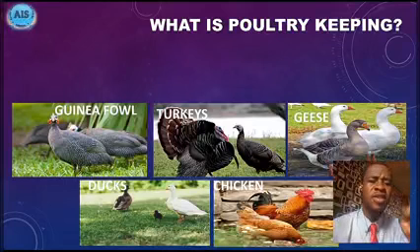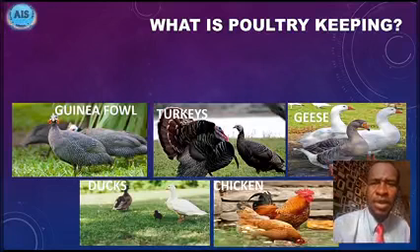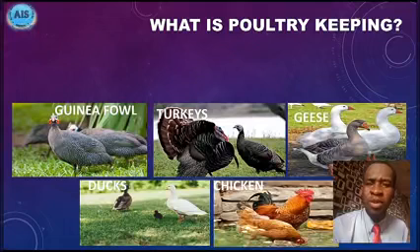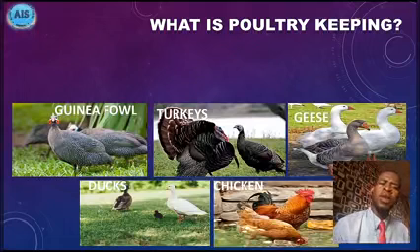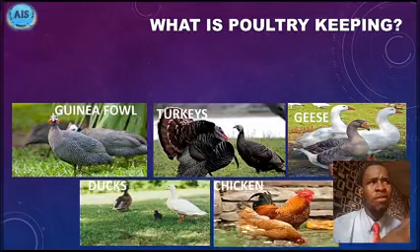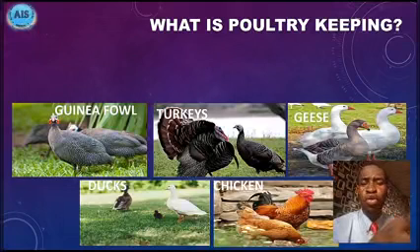Now, what is poultry keeping? I'm sure you learned from previous class that agriculture is the planting of crops and rearing of animals for human consumption, isn't it? Very good. Now, here is a branch of agriculture. We established in class that we have two branches of agriculture, isn't it? We have crop farming and at the same time animal production. Very good. Under animal production, which is also known as livestock farming, we have a branch called poultry keeping.